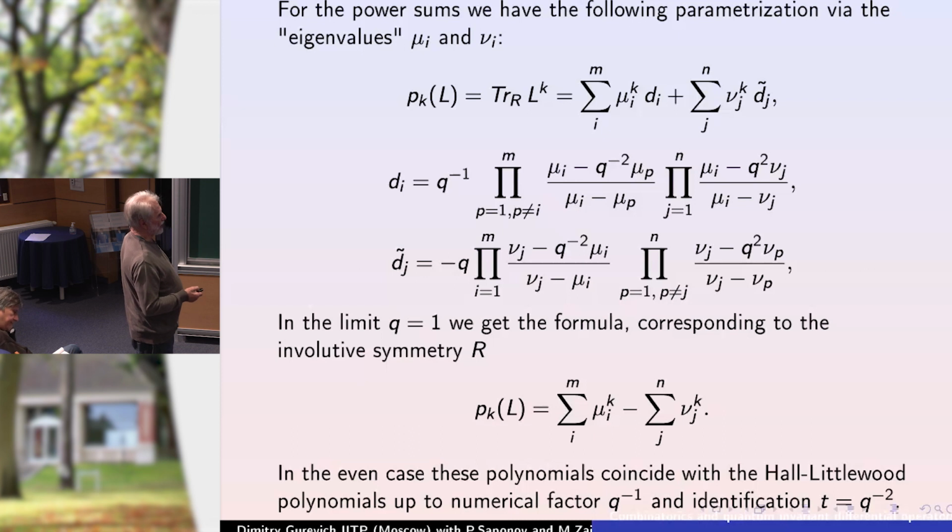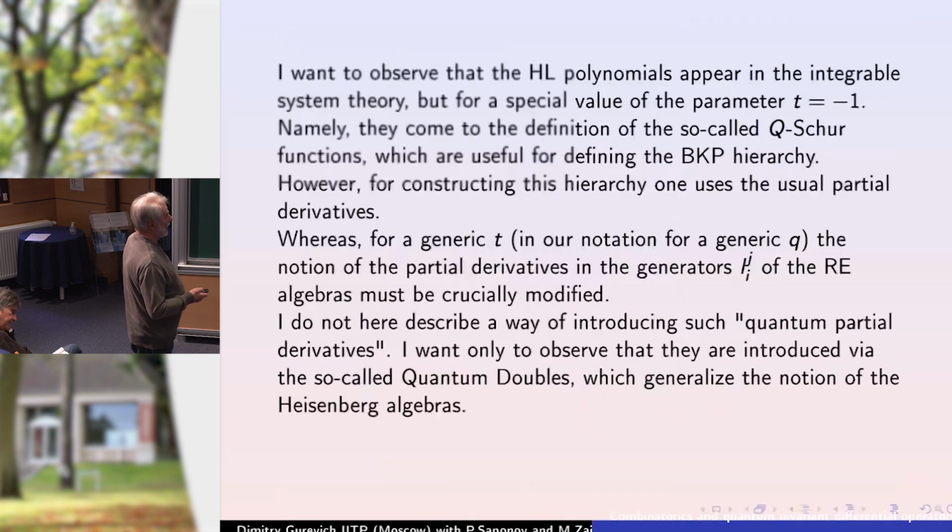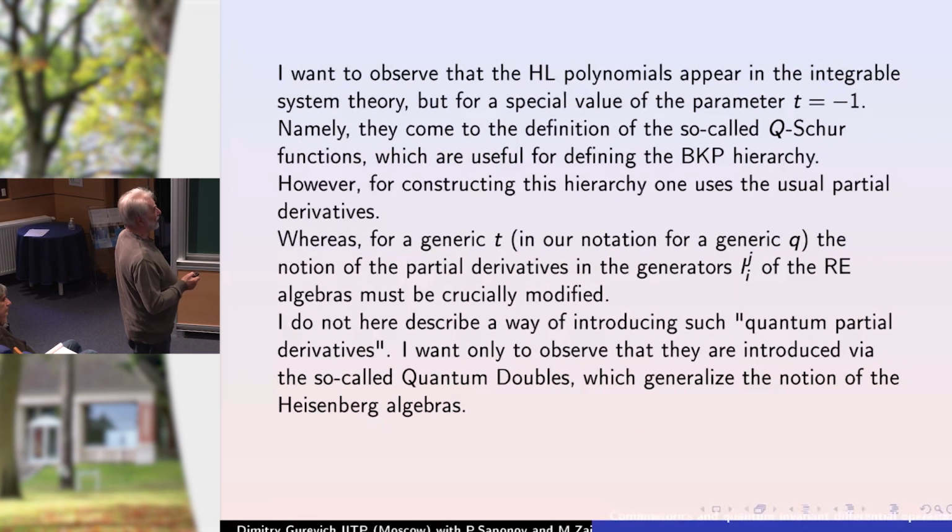in the book by Macdonald, Q to the power minus 2 is just the parameter T. Okay, now I want to say that Hall-Littlewood polynomials appeared in integrable systems in many topics, but only for the parameter t equal to -1.